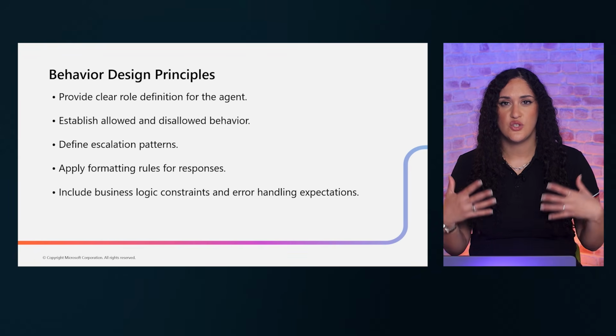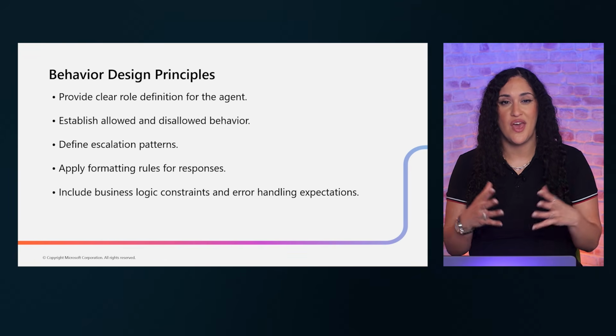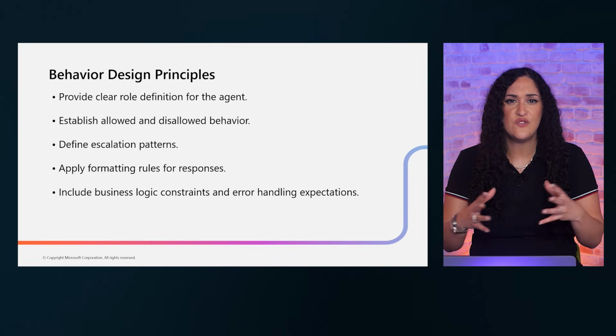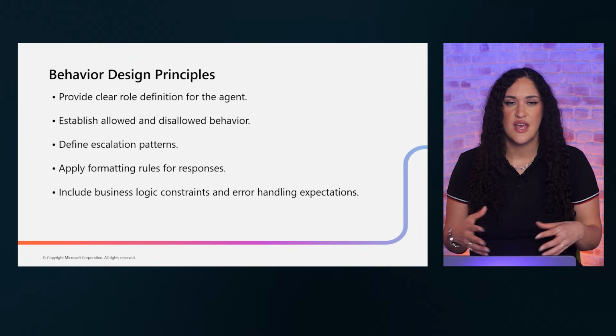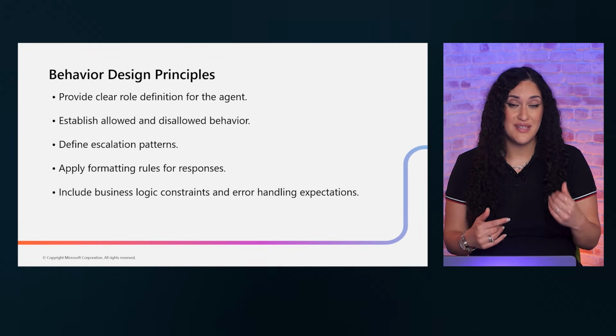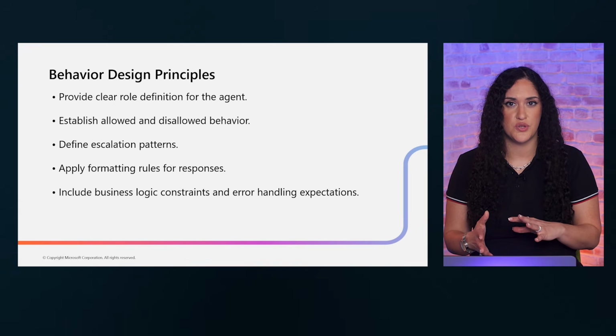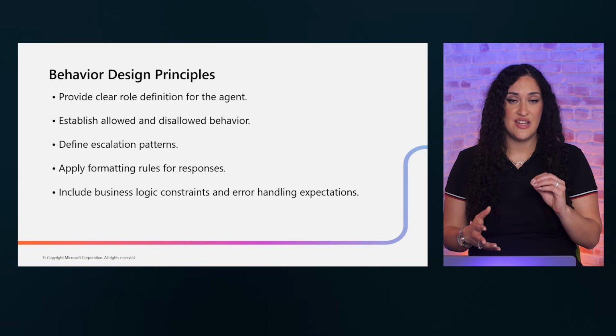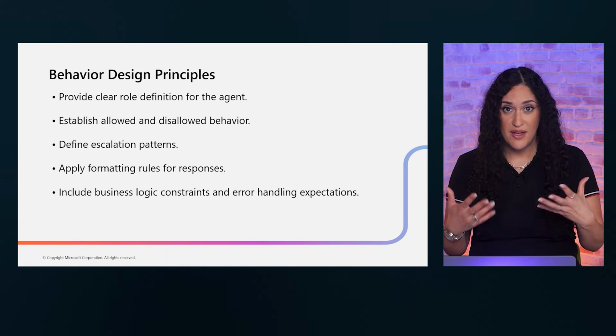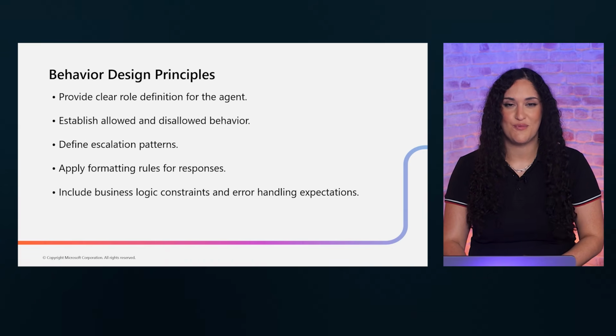The best practice is to write these principles down in a behavior specification document that lives alongside your agent code. This document should be reviewed by business stakeholders, not just developers. When business people validate your behavior design, you get better outcomes and fewer surprises in production.